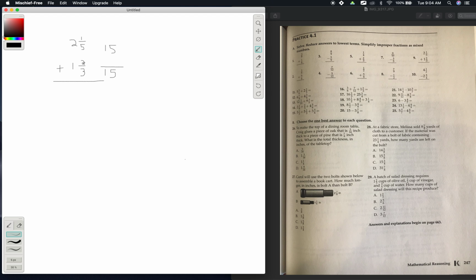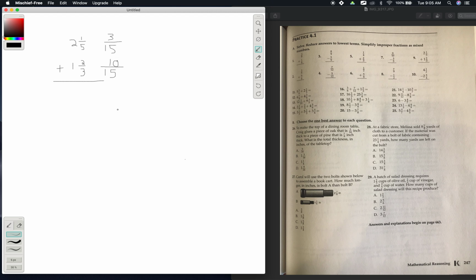So 2 times 5 is 10. Okay, so this keeps the proportion of this and this the same. And this 5 we times by 3, so we also have to times the 1 by the same number, 3. 3 times 1 is 3. So now we have common denominators, okay? So we can add these.